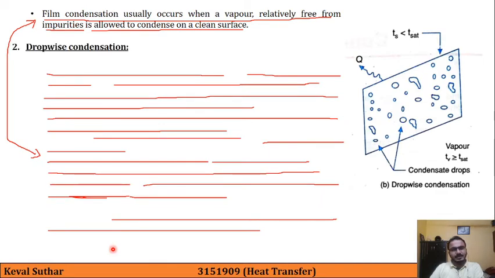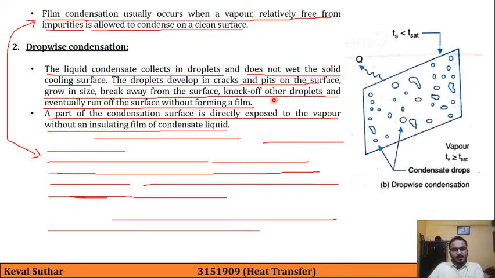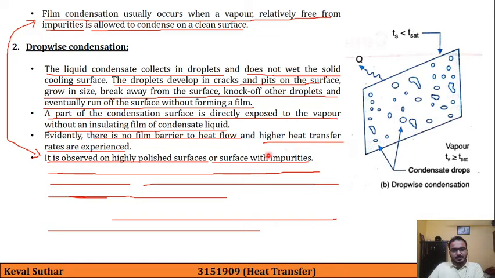And this is the second category, which is dropwise condensation, in which there is no continuity in the condensation process. The liquid condensate is collected in droplets and they do not wet the solid cooling surface. And these droplets develop in cracks and pits on the surface, grow in size and break away from the surface. So here there is no film created, so there will not be any kind of barrier to heat flow, and higher heat transfer rates are experienced.